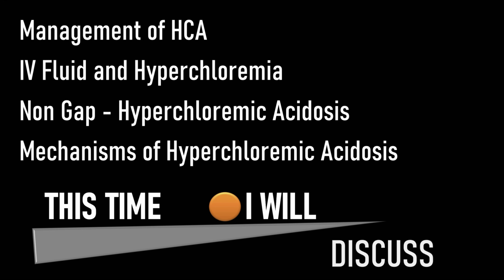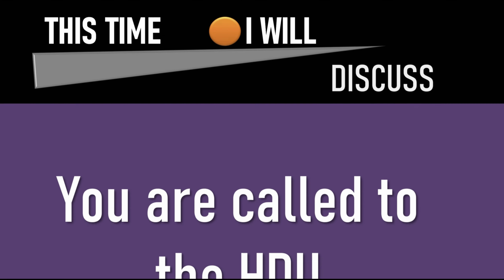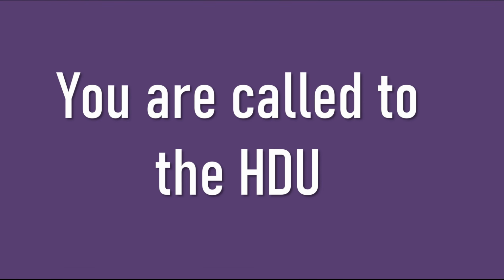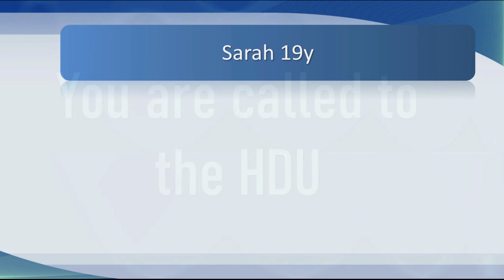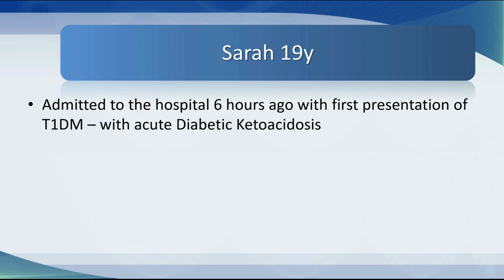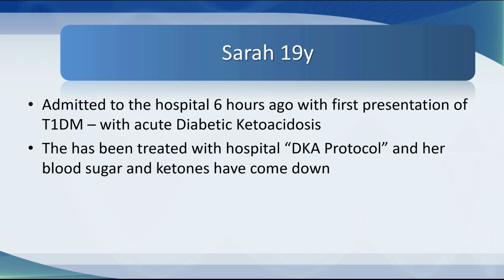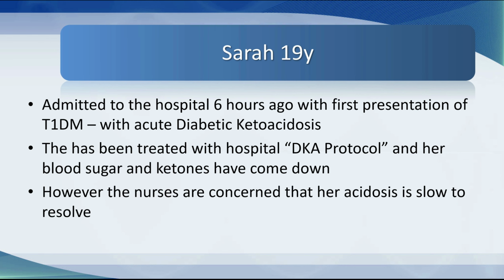Let's start with a clinical scenario. I'm called to the high dependency unit or a high intensity medical unit to see Sarah, who is 19 years old. She was admitted to hospital 6 hours ago with first presentation of type 1 diabetes and acute diabetic ketoacidosis. This is being treated with the hospital DKA protocol, and her blood sugar and ketones have come down a bit, but the nurses are concerned that her acidosis is slow to resolve.